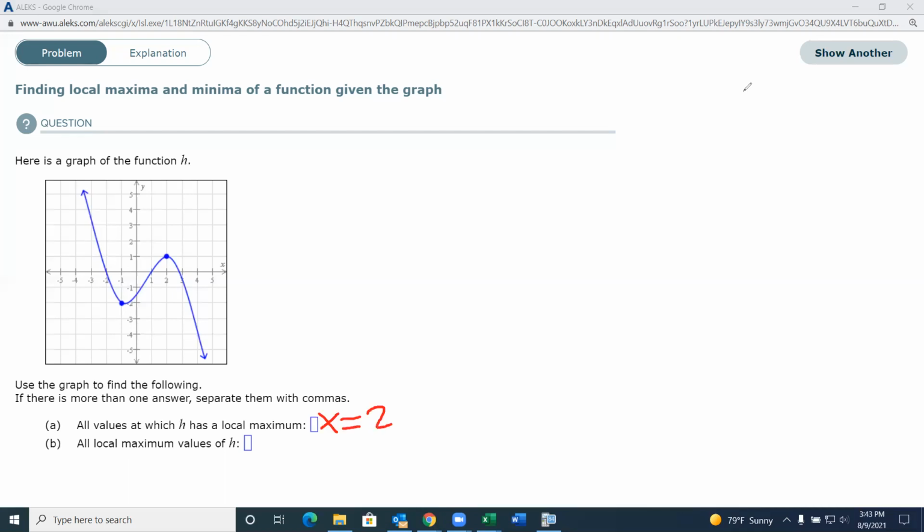Then B says, what is that maximum? That maximum value of the function, that local max? Well, it's going to be the corresponding y value of 1. So A is, where does it happen? The x value. Part B of the problem is, what is that value? So the x value, that's where the party is. And the y value, that is the party.